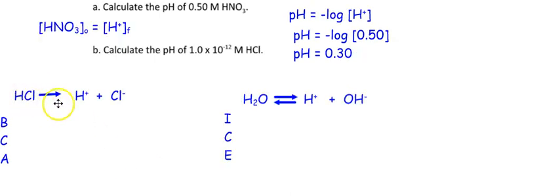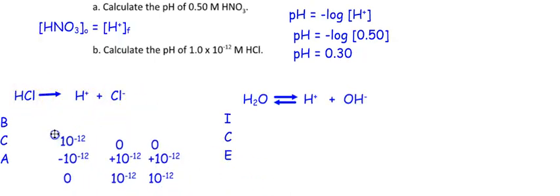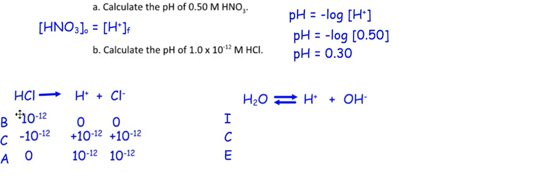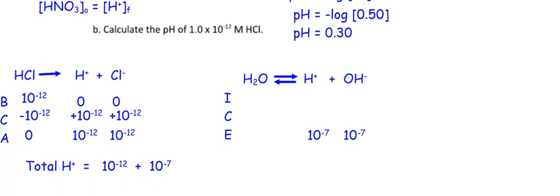All right, so here's my HCl. And notice I have this much. So I have 10 to the negative 12 H plus and 10 to the negative 12 Cl minus. I really don't care about Cl minus. But what about this? 10 to the negative 7th. So what am I going to do next? I'm going to find out how much total H plus I have. Isn't it 10 to the negative 12 plus 10 to the negative 7?